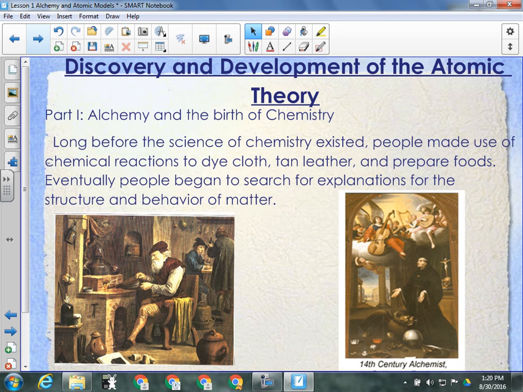But again, they didn't understand what the stuff they were dealing with was made out of and how it behaved. So alchemy was just a trial and error, let's see what we can make, kind of idea. And of course, the alchemists didn't communicate with each other. This was a business. They didn't want somebody else to find out what they had discovered.